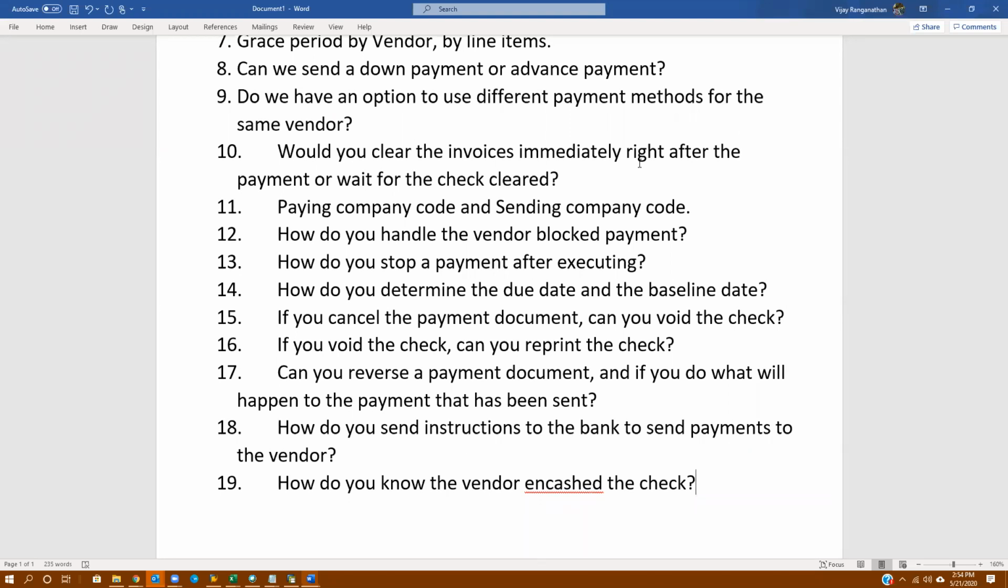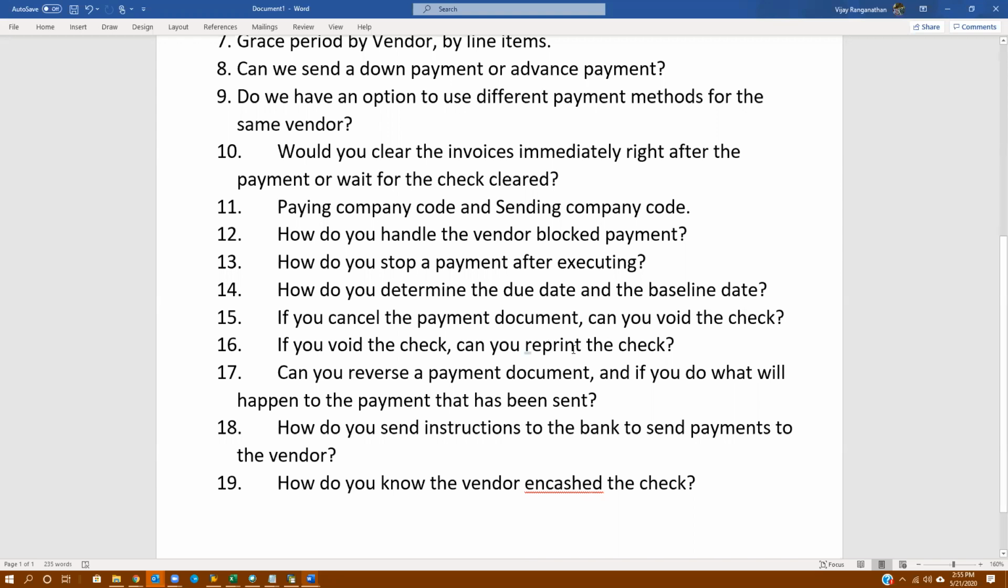Let me explain this first, so we are on the same page. What is the best practice here? Would you clear the invoices immediately right after the payment or wait for the check to be cleared? Wait for the check to clear. No, let's say we don't do that. Let's say the vendor went on vacation or he doesn't need the money. It took you 1 month. The money is with you, which is good for you. But the invoice is also open. Right? So what is best practice? Best practice is as soon as you cut the check, as soon as you send the payment, you clear your invoice. I have nothing to do with this. No more outstanding. We don't want it to be in the outstanding list.